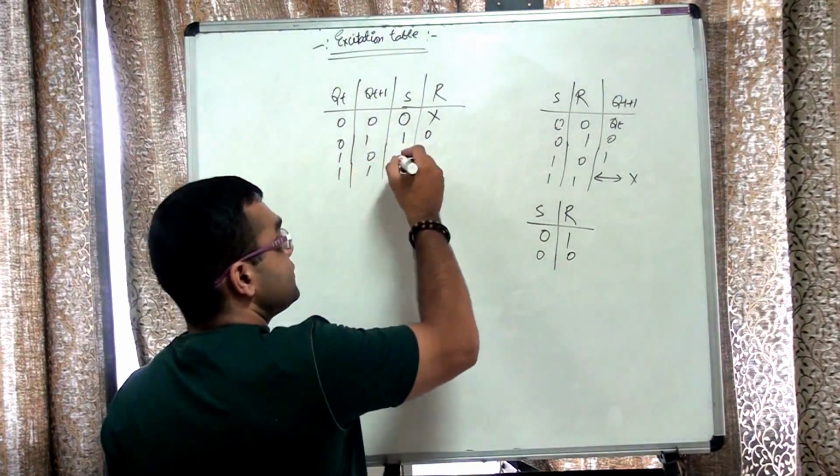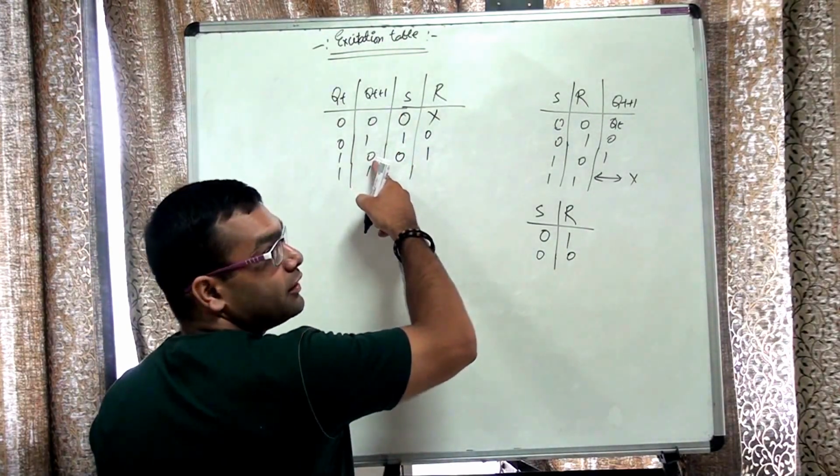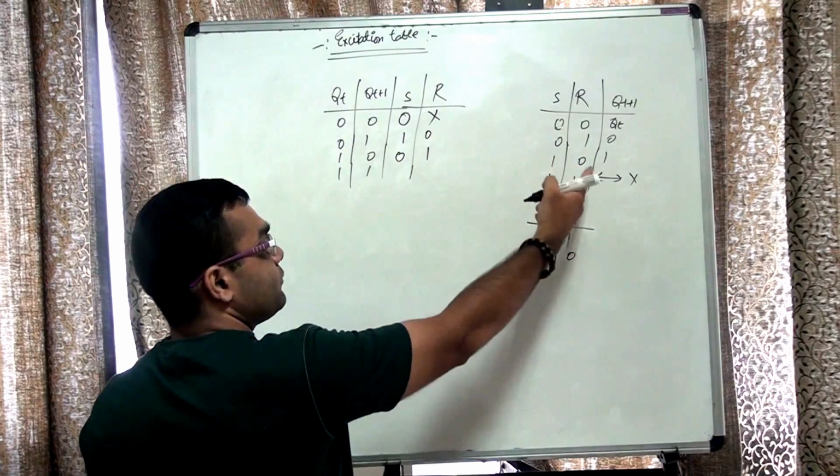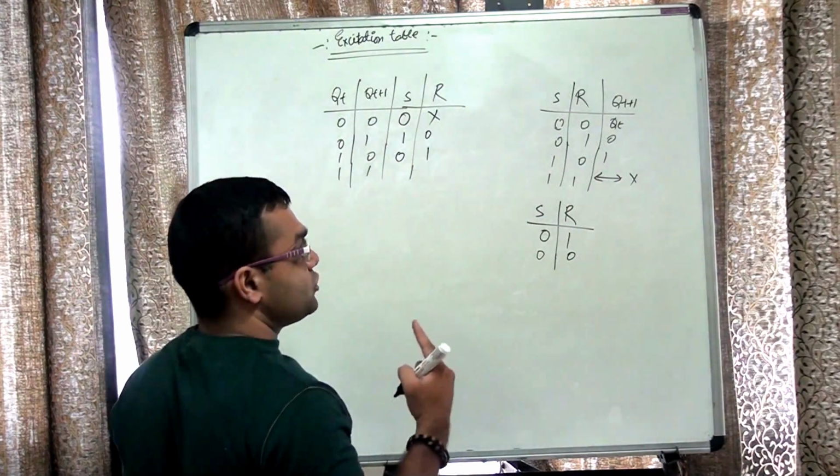Over here, now in case this is 0, 1, a similar analysis: because the next state value is 0, that can be possible only in case we look at the second row, that is S has to be 0, R has to be 1.